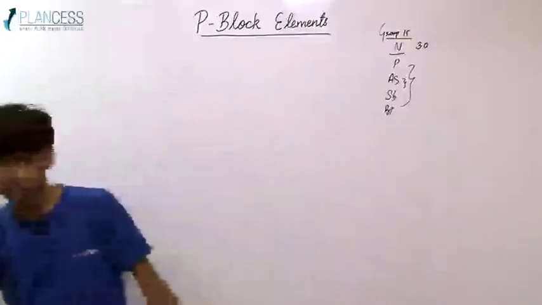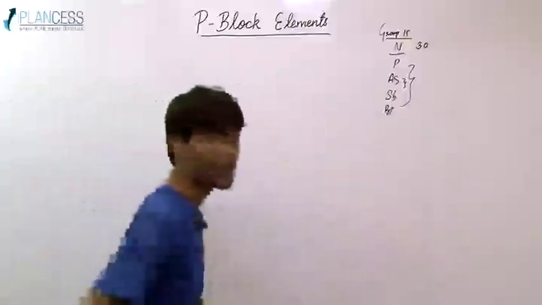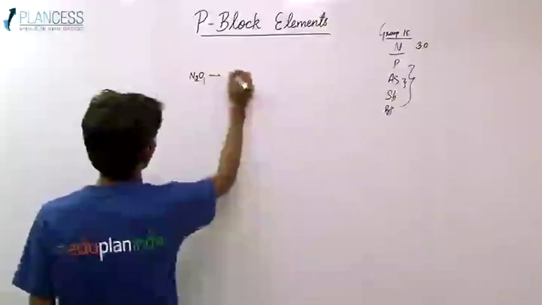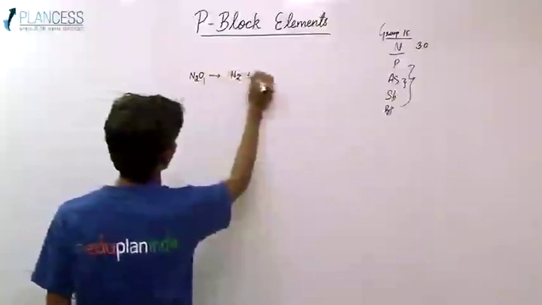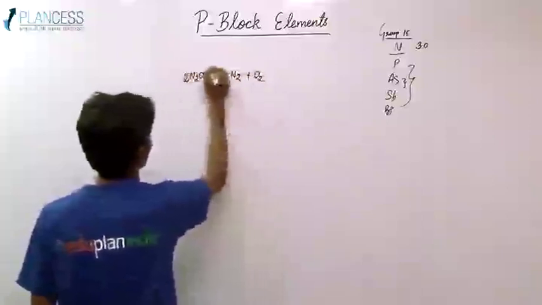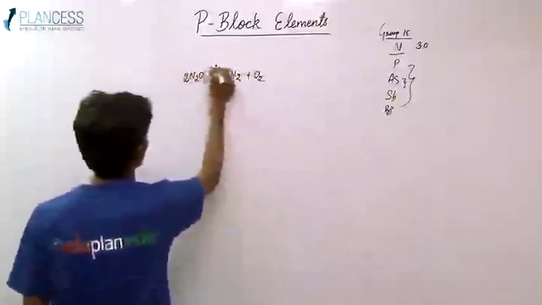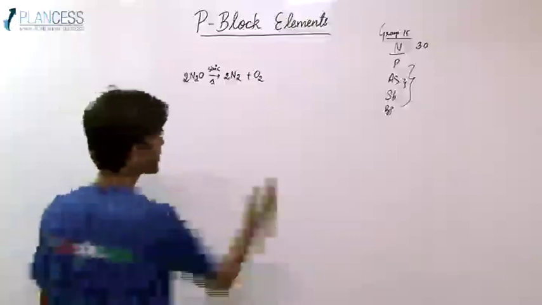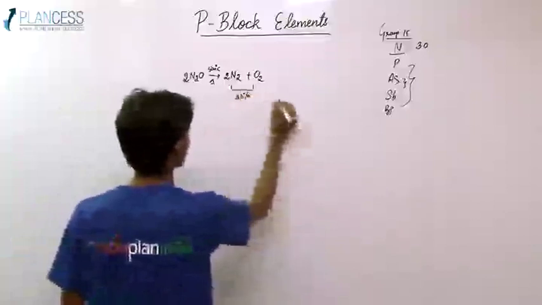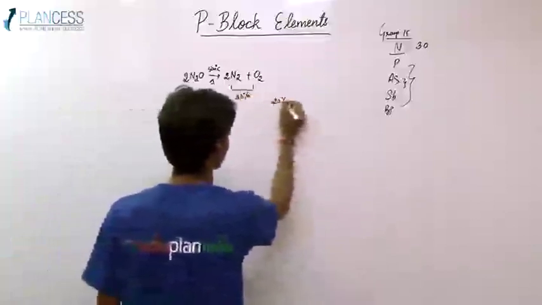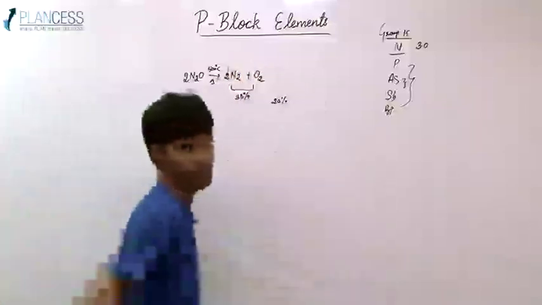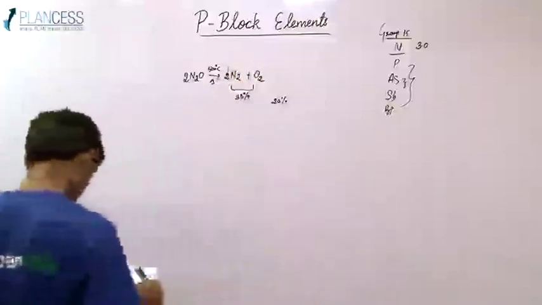However, the mixture from N2O will have 33% oxygen. That is, N2O when heated gives N2 plus O2. So it will be 2 moles here, 2 moles here, 1 mole, heating at about 500 degrees centigrade. So this combination has 33% oxygen, and air has only about 20 or 21% oxygen. So this N2O is a better supporter of combustion than air.